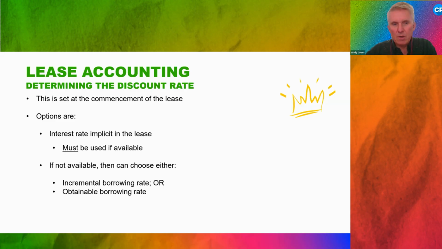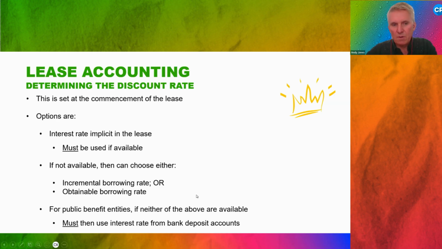If you're unable to obtain either the incremental rate or the borrowing rate, then there's a specific clause for public benefit entities, so charities, that if neither of those are available, then you can use an interest rate that is the prevailing interest rate across your bank deposit accounts. So if you've got 32-day deposit accounts or 90-day deposit accounts, or a mix of those, you can use the interest rate that would apply across those. Whatever interest rate you set in the end, you set that at the commencement of the lease, and that is the interest rate that you use to calculate the present value of the lease payments.